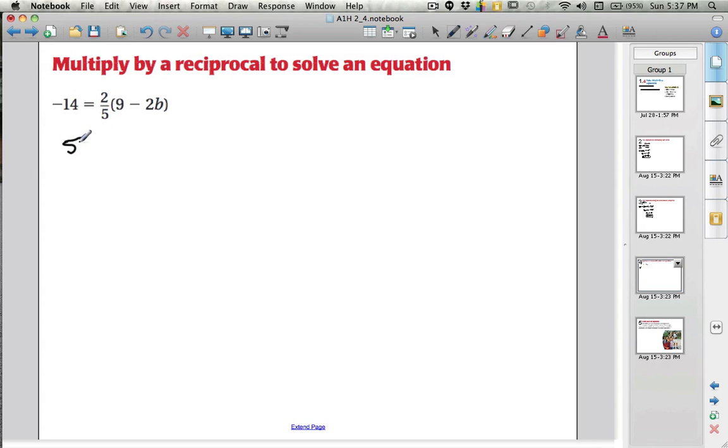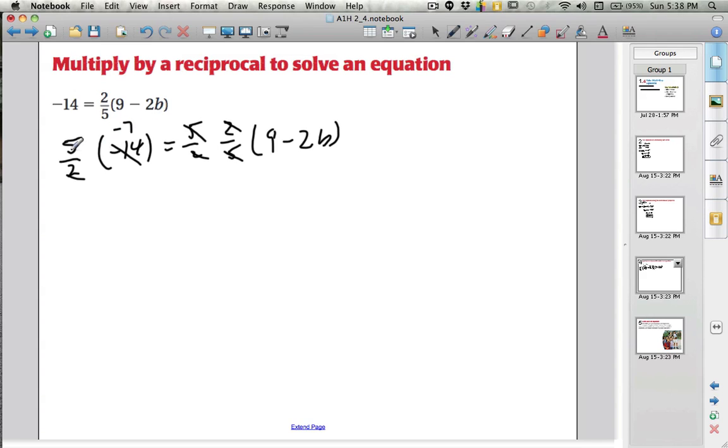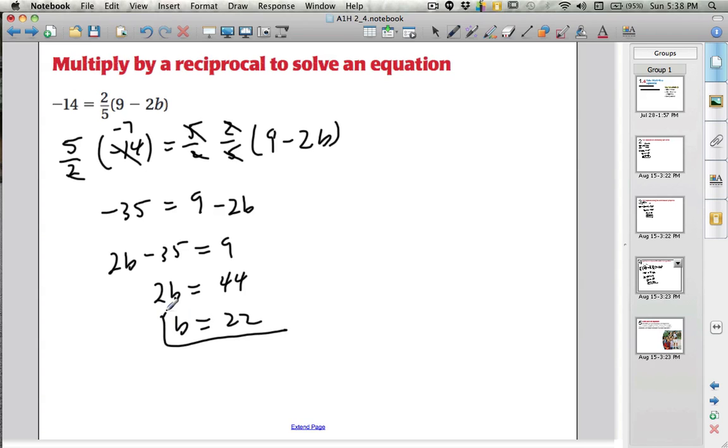In this case, it's a lot easier to multiply by 5/2. So when I do that on both sides, I then won't have to distribute because this will become 1. 2 goes into negative 14 and leaves negative 7. 5 times negative 7 is negative 35. And then the 9 minus 2b doesn't have to have anything distributed into it. Again, I would add 2b to either side, and then I'd add 35 to either side and divide by 2. And b is equal to 22.